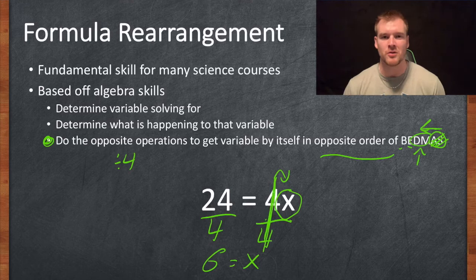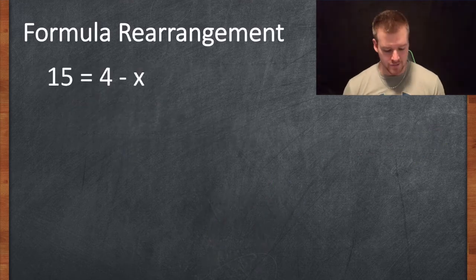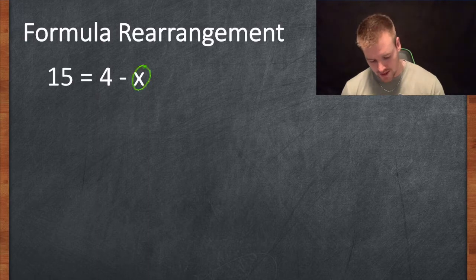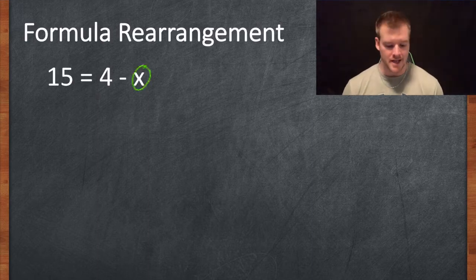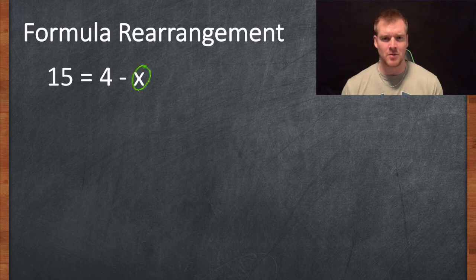All right, so a little review there. Now we'll do two more examples. Say we have 15 equals 4 minus x. First step, find the variable we're solving for. That's going to be x. Step 2, figure out what's happening to it. This one's a little bit trickier, that's why I put it in. It's not x minus 4, it's 4 minus x, which is kind of hard to say what's happening to it. It's actually happening kind of to the 4. It's being subtracted from 4.